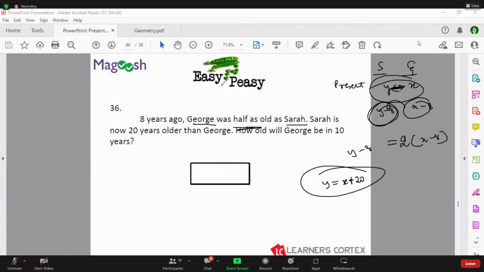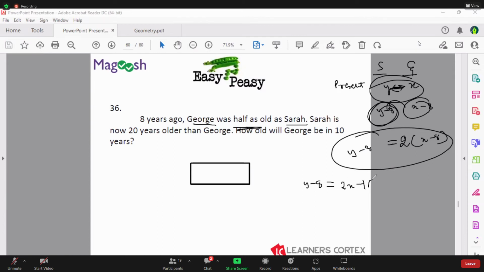Okay. Now, this is the relation given between X and Y. So remember this particular part. Now, first of all, we'll solve this one. So Y minus 8 equals 2X minus 16. Or what we can say is we can transfer 8 here. Y equals 2X minus 8.